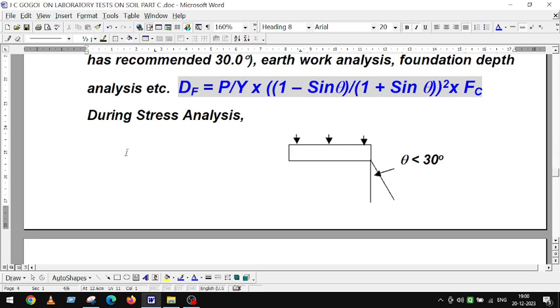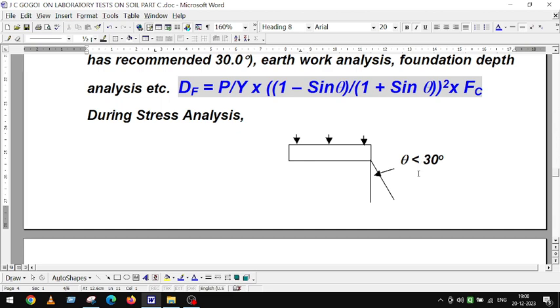In addition to that, during stress analysis, this is our foundation. The stress, we are applying uniform stress, and this will be transmitted below with a certain angle, which is theta, this angle of repose, it must be less than 30.